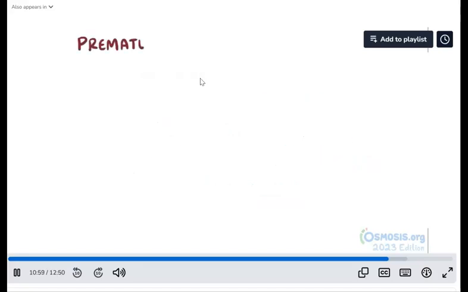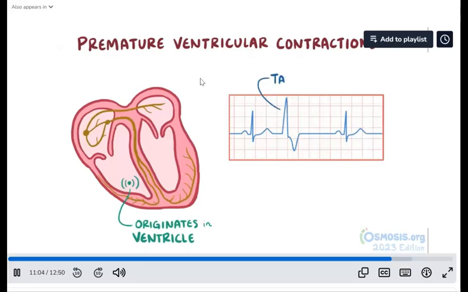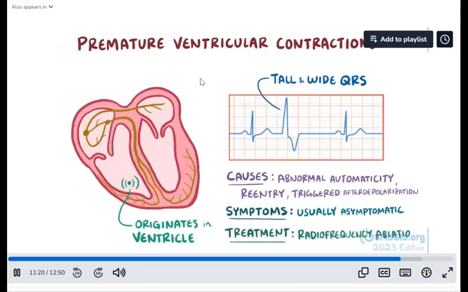Alright, as a quick recap, premature ventricular contractions are abnormal heartbeats that originate in the ventricles, and show up as tall and wide QRS complexes on an ECG. They can be caused by abnormal automaticity, re-entry, or a triggered afterdepolarization. They're usually asymptomatic, but when they're a sign of an underlying disorder, treatment including a radiofrequency ablation might be necessary.